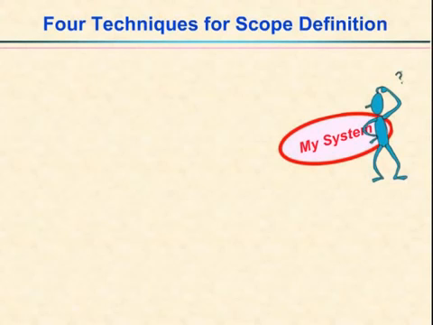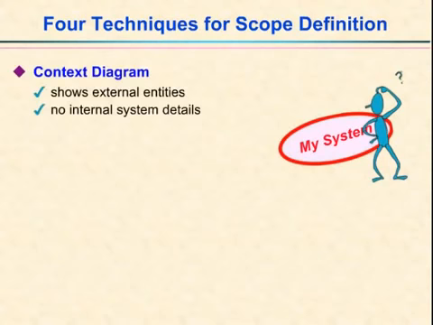Here are the 4 techniques I will discuss in this module for defining project scope. The boundary between what's in and what's out for a specific product release or iteration. First, I'll describe the context diagram.